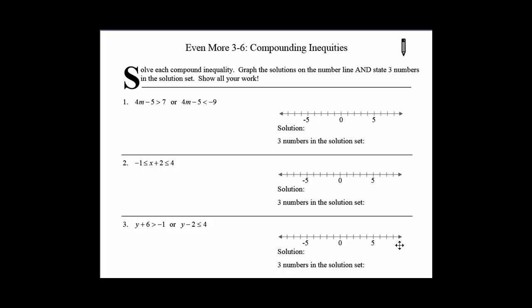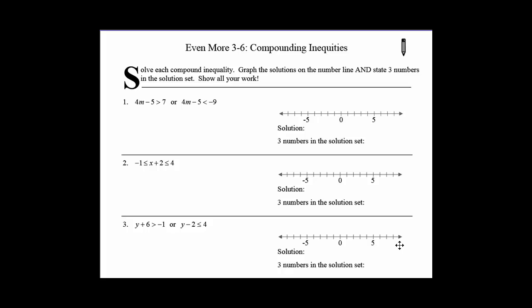And no, that's not a typo at the top of the page. That's a pun. We called it More 3.6, Compounding Inequities. So what we're going to do on this page is practice what we've learned in part 1. We learned how to combine two different inequalities using the word and, and how to combine them using the word or. So basically that's what we have on this page, a bunch of inequalities that are combined with the word and, and combined with the word or.